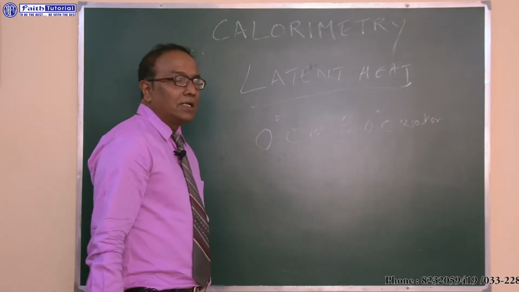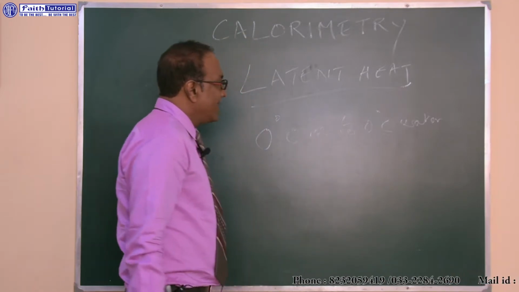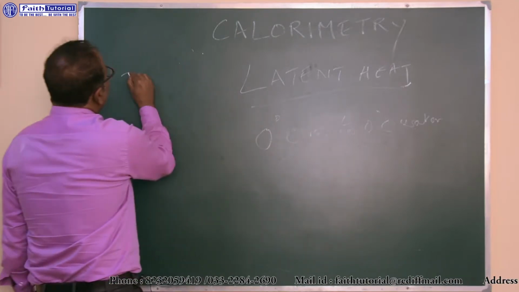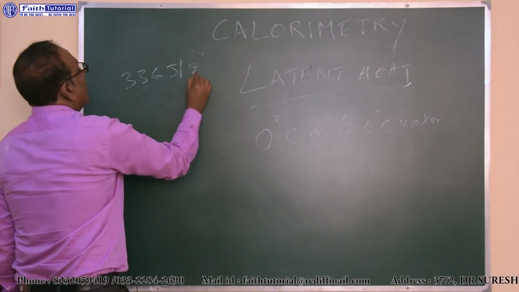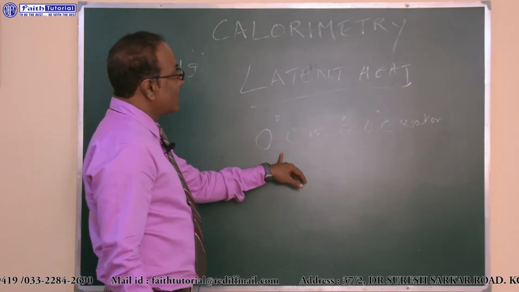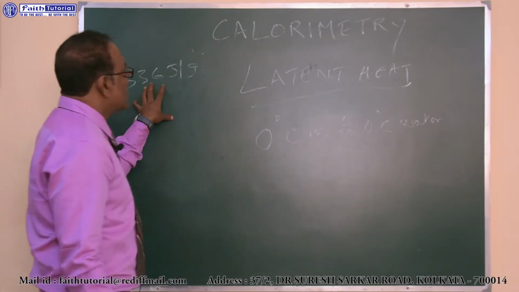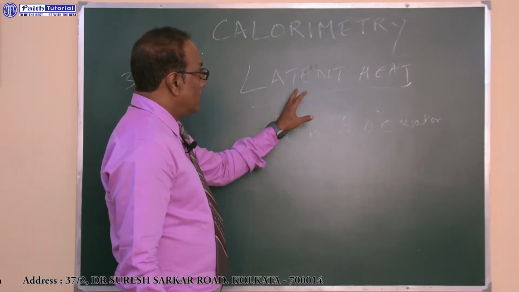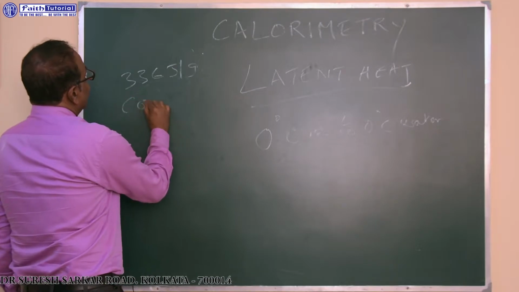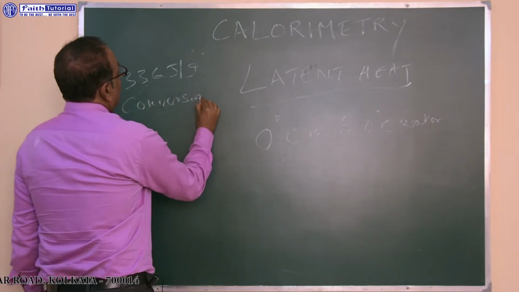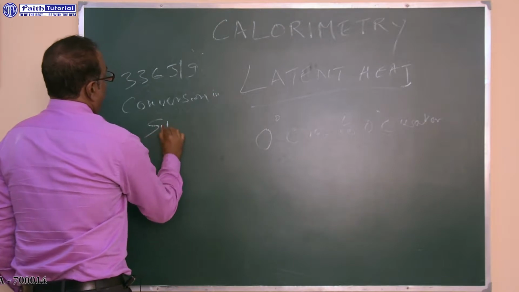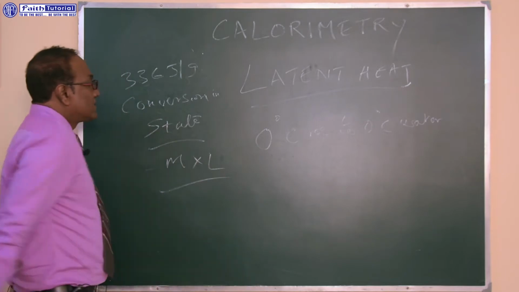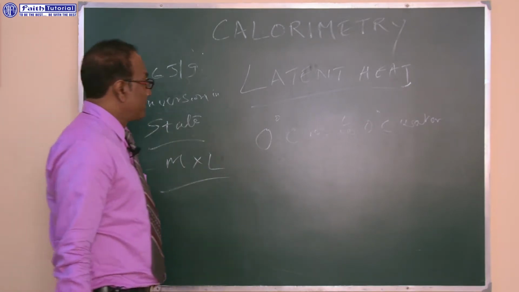Whenever there is a change in state, there is no change in temperature. For example, ice. The latent heat of ice is 336 joules per gram. That means 1 gram of ice uses 336 joules of heat to convert into water. And the formula for conversion in state is m into L, that is mass into latent heat of fusion.